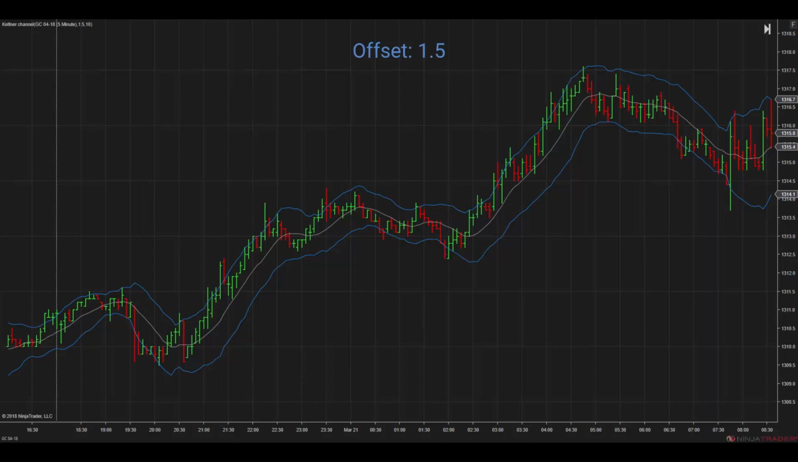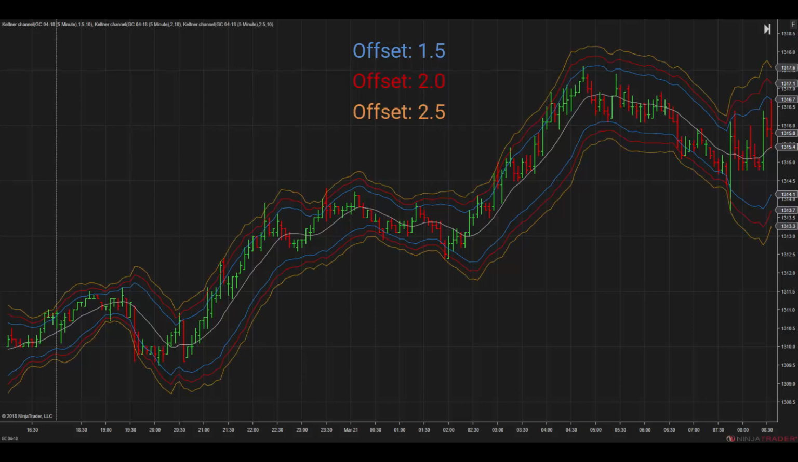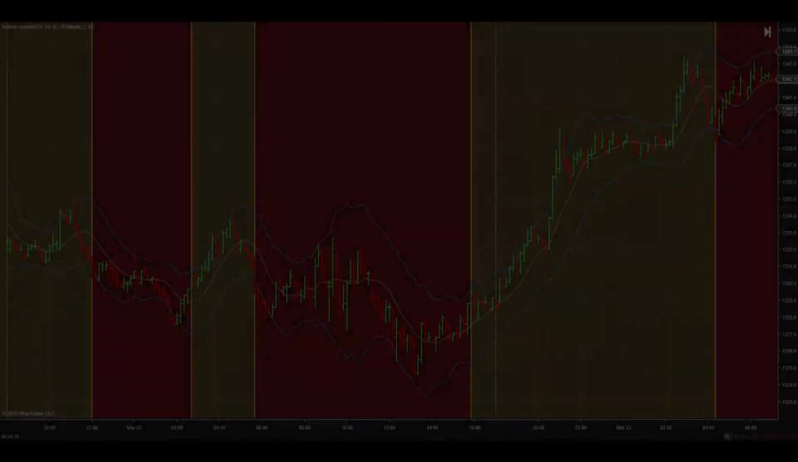A higher offset multiplier value will result in wider bands, while a lower value will result in narrower bands. The ideal settings for this indicator will depend greatly on the instrument and time frame Keltner channels are applied to. Tweaking the indicator's settings to meet your unique needs is recommended.